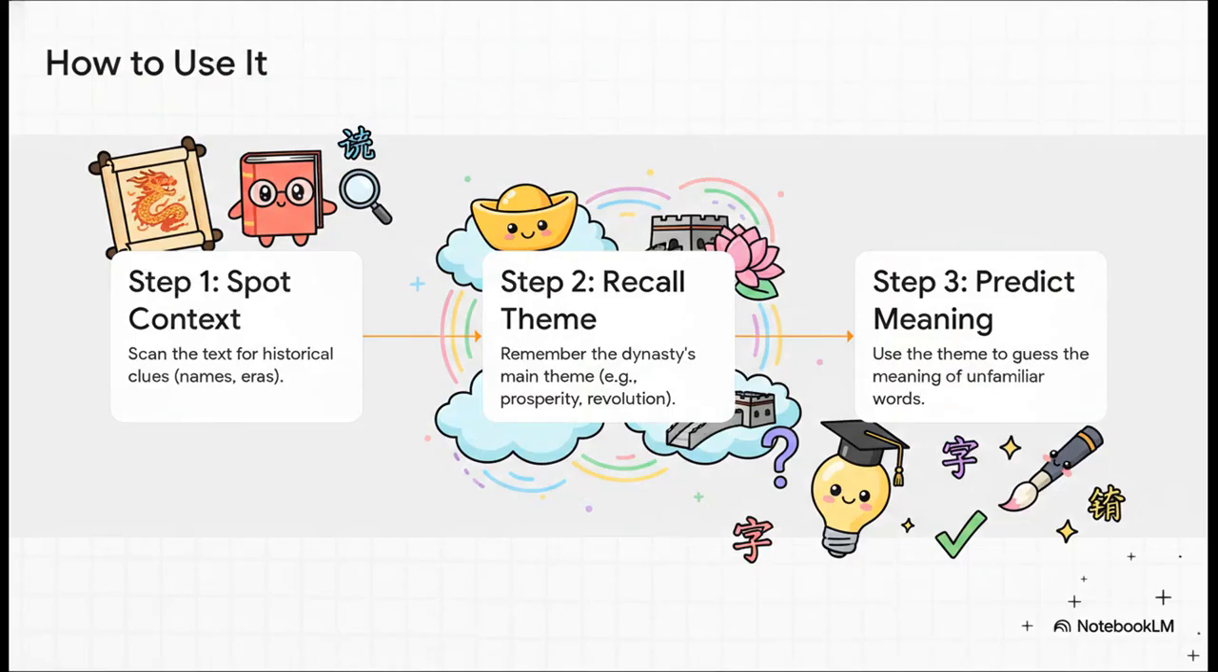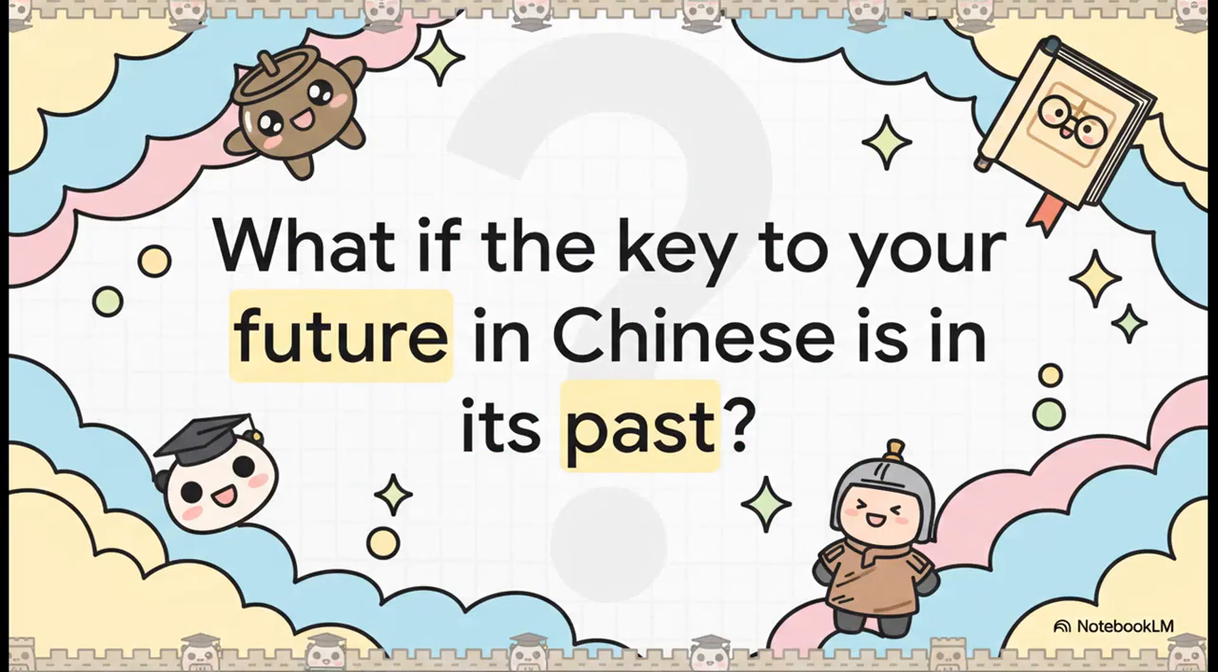And it's really just a simple 3-step process. First, when you start a reading passage, just scan it for names or keywords that hint at the era. Second, once you know the dynasty, recall its main theme. Was it about unification? Was it about cultural blossoming? And finally, use that theme to make a really smart guess about any new words you come across. Spot, recall, predict. That's it. So, the next time you're prepping for the HSK, don't just stare at another vocabulary list. Try to think about the stories behind the words. And I'll leave you with this final thought. What if the key to your future in the Chinese language lies deep within its incredible past?